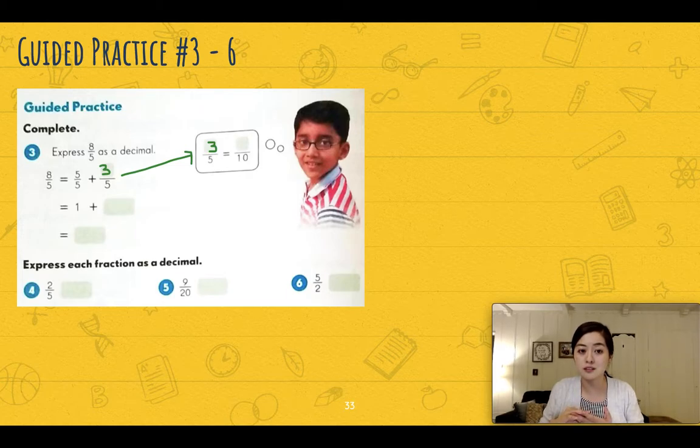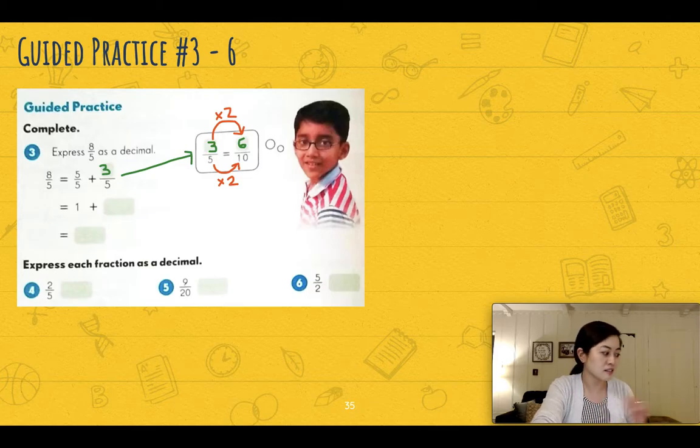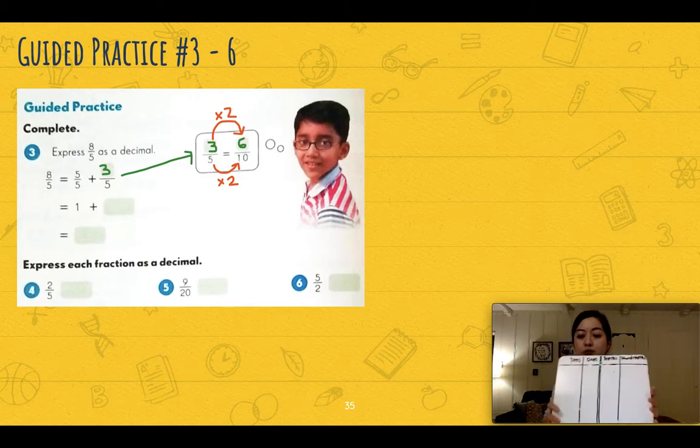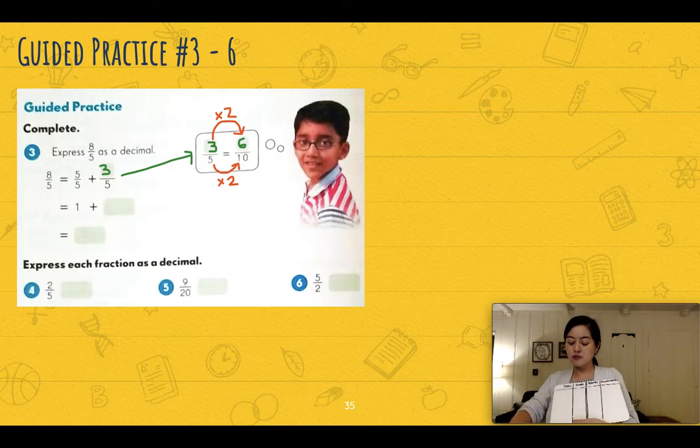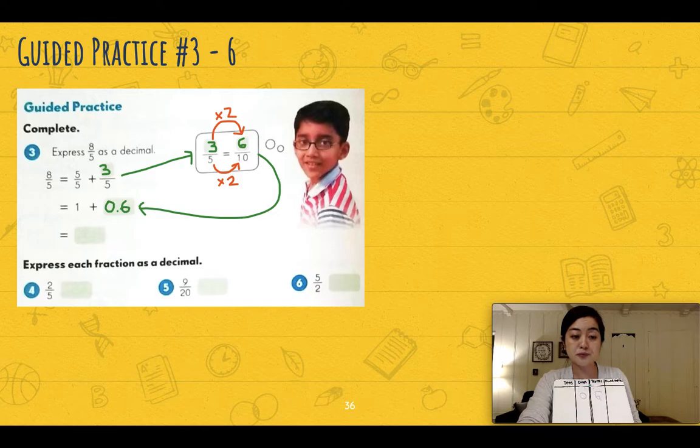So 10 seems like an easy number. Okay, if we do that, then I know 5 times 2 is 10, and whatever I do to the denominator, I have to do to the numerator. So 3 times 2 is 6, and 6 tenths, if I write it in my place value chart over here, okay, let's see, 6 tenths, I'm going to write a 6 in the tenths column and a 0 here, so 0.6. Okay, so 1 plus 0.6 is 1.6.